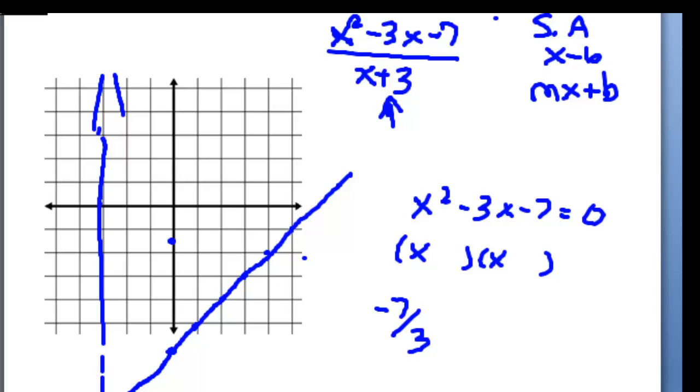So what we have is a graph that comes in here and goes like that, and then it will reflect across on the other side of that. I'll show you a much better example in class. The important thing to remember from this example is the slant asymptote.